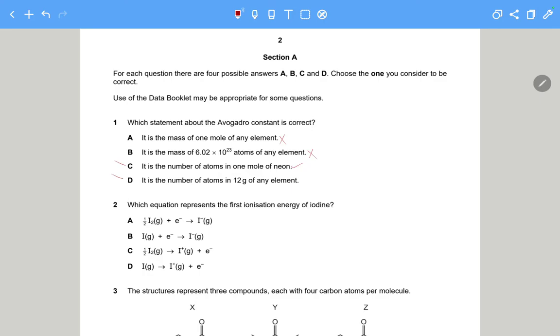It is the number of atoms in 12 grams of any element. This is wrong, because it is the number of atoms in one mole, and one mole is not necessarily going to be 12 grams of any element. It is only 12 grams of carbon. So this statement is wrong as well. So option C is the correct answer.